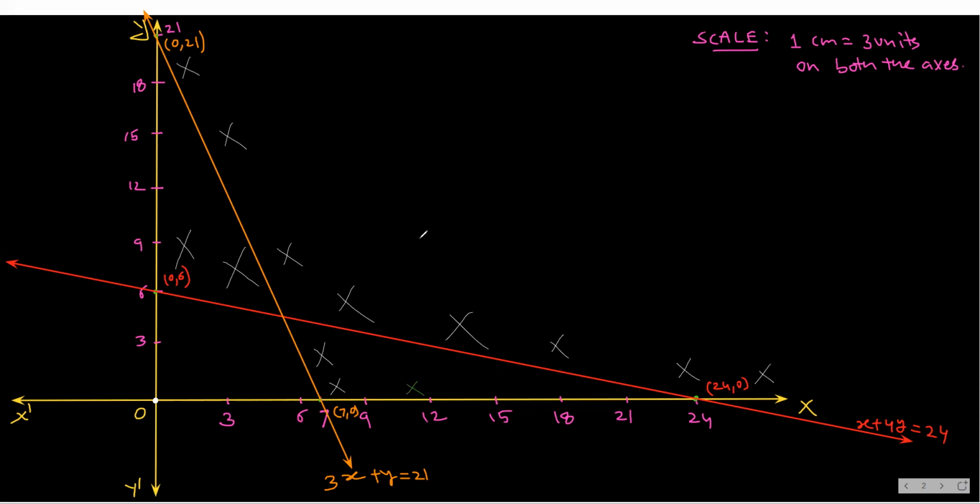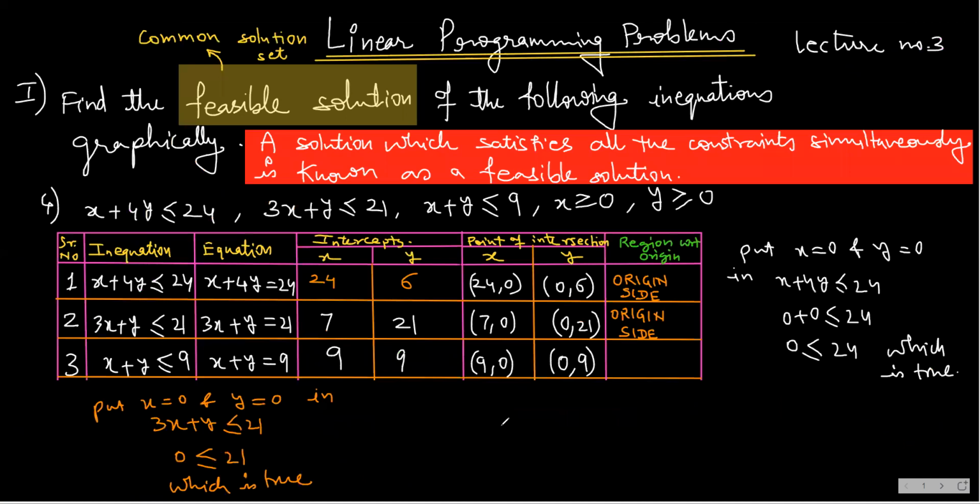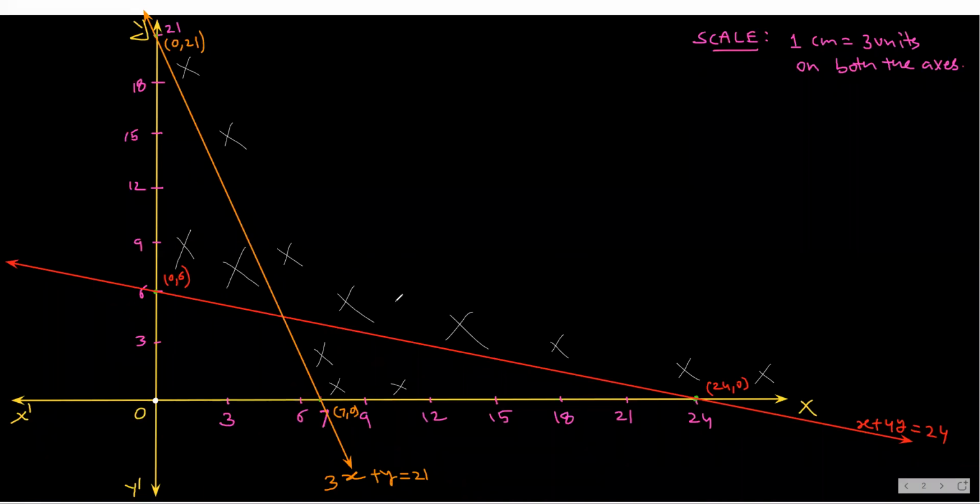Okay. Now, this is done. I go for the next one, and the next one is x plus y less than or equal to 9. As I told you, the line is to be drawn first. For this, I'll draw the line x plus y equal to 9. You have the points here: 9, 0 and 0, 9.